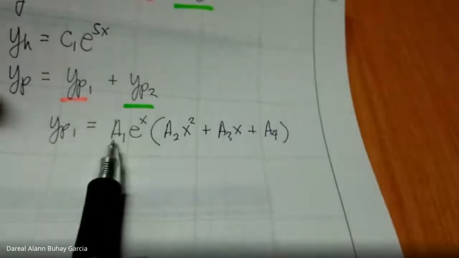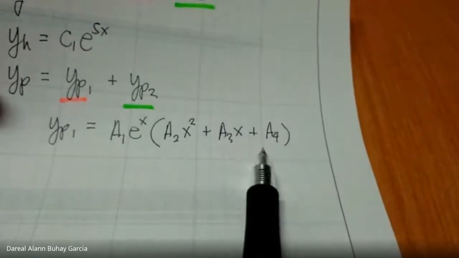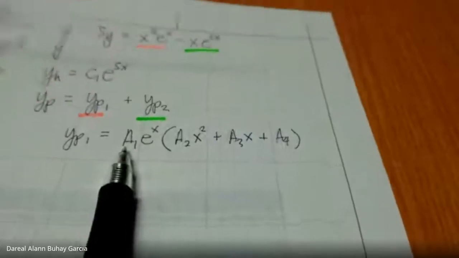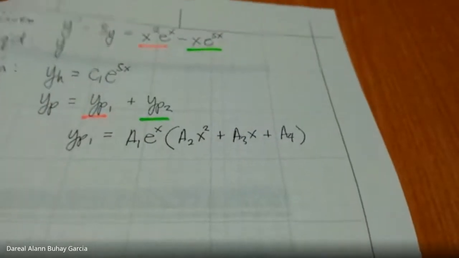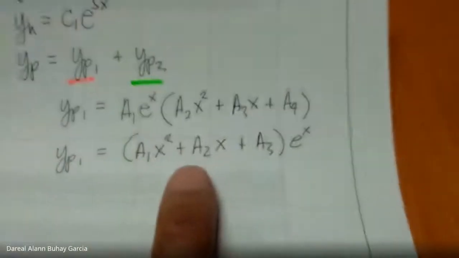But actually, we can distribute the constant into every term to combine them, so it is only A1, A2, A3. So we no longer need the constant outside, since it can be absorbed by the constants inside. So our YP1 is equal to, if we retain the form, A1 x squared plus A2 x plus A3 times e to the power of x. It is a product.